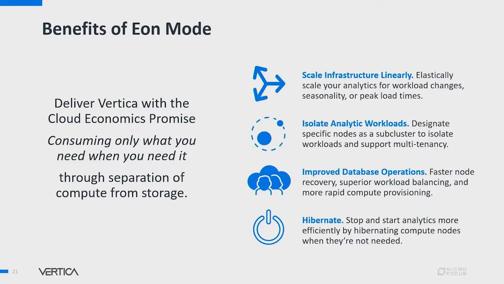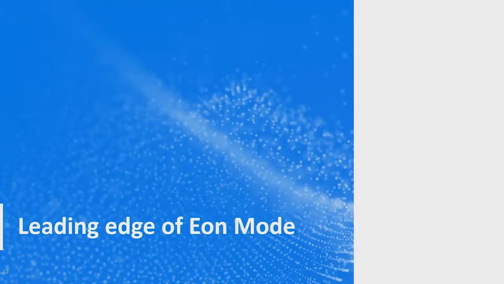We do not explicitly list it, but as a result of the separation of compute from storage and improved node recovery, Eon mode also facilitates larger databases. And that is the focus of this presentation, pressing performance at scale. But what does at scale really mean? Where's the leading edge? And what are we doing on the leading edge?